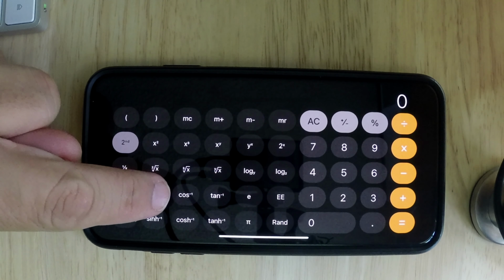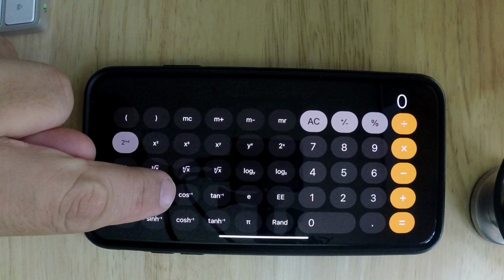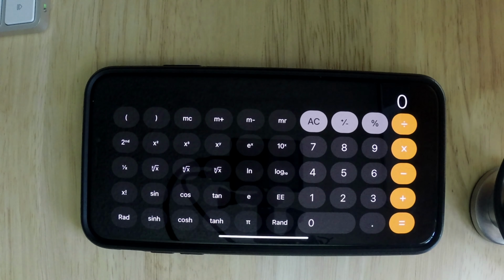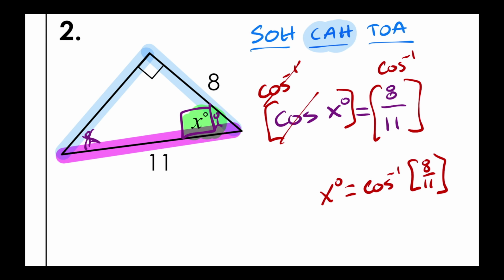calculator, right? So if you're using an iPhone, you can do your calculator, and you see this second key right there. See that second key? Hit second, and look what you'll see: cosine, sine, inverse cosine, inverse tangent. It's right there. You have to hit that second. But what's different about phone calculators is you don't put it in this order in your calculator. You put this first, right? So you put 8 divided by 11, then hit enter, get a number. Then you hit the inverse cosine and it'll get it for you.